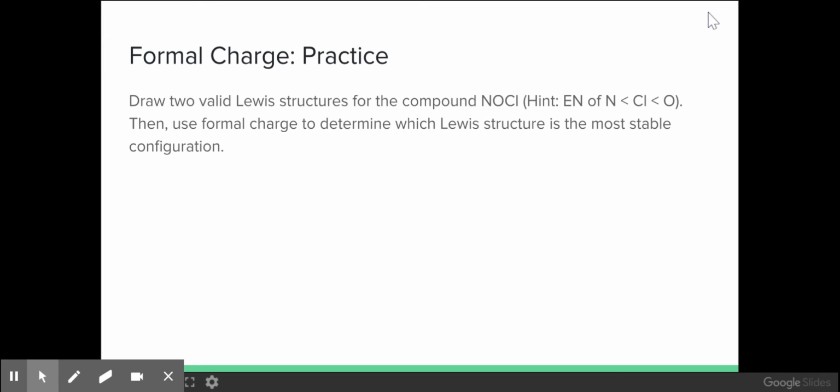So in this example, I'd like you to draw 2 valid Lewis structures for the compound NaCl. The hint is that the electronegativity of nitrogen is less than that of chlorine and less than that of oxygen. And then use formal charge to determine which Lewis structure is the most stable one. Take a moment, try that, and we'll go over the answer.